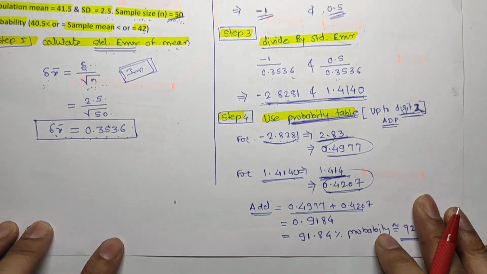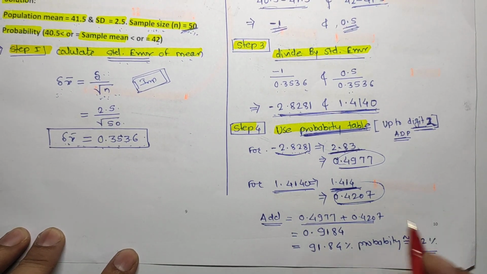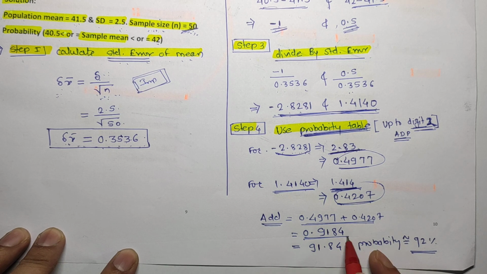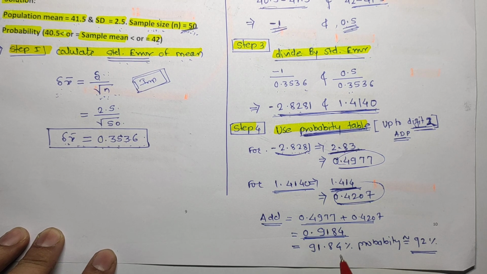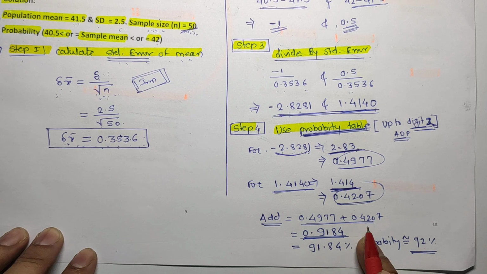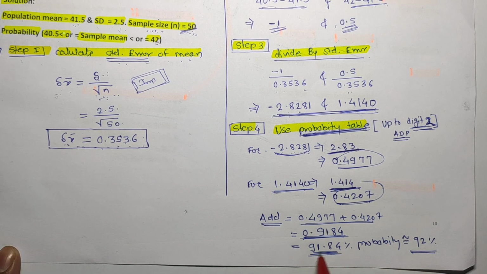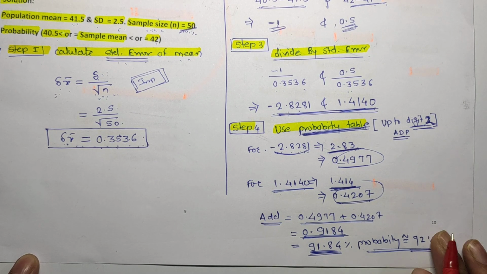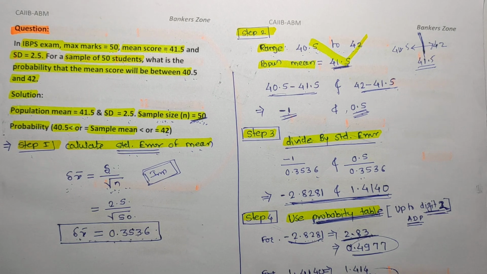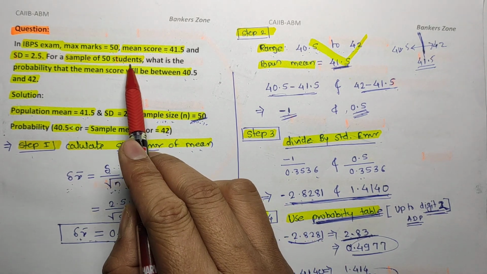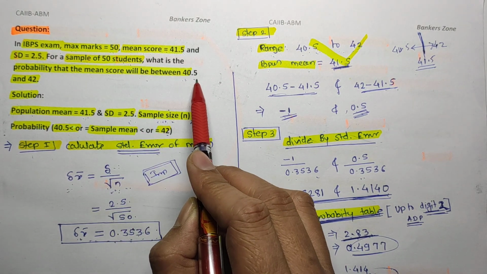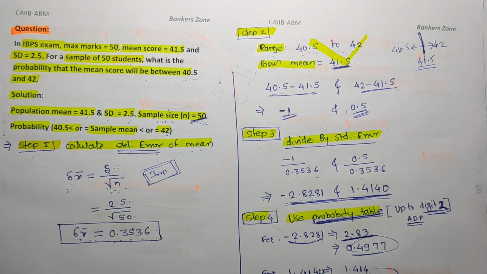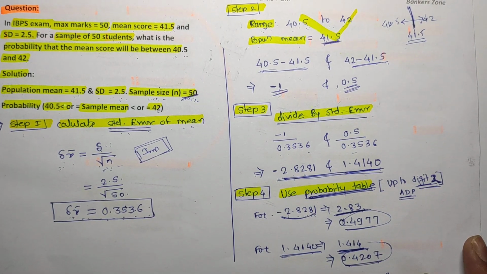Simply add those values. It is very simple. When you add them you will get 0.9184, and in the case of percentage we call it 91.84%. So what is the probability? It is nearer to 92%. So 92% is the chance that if we select 50 students, their average will lie between 40.5 and 42.